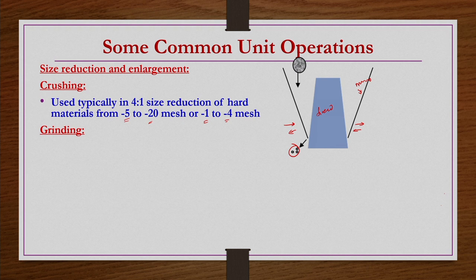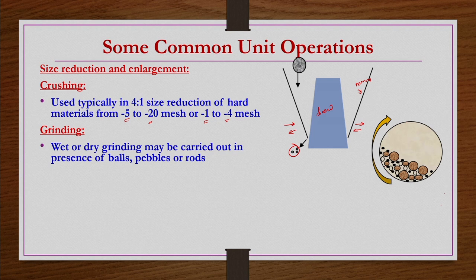Right. Grinding is the next level of size reduction equipment. As I mentioned, crushing is one kind of operation used for coarse reduction. Grinding is an operation where intermediate or medium size reduction has to be done. Here wet or dry grinding may be carried out in the presence of balls, pebbles or rods. This schematic represents the operation only.